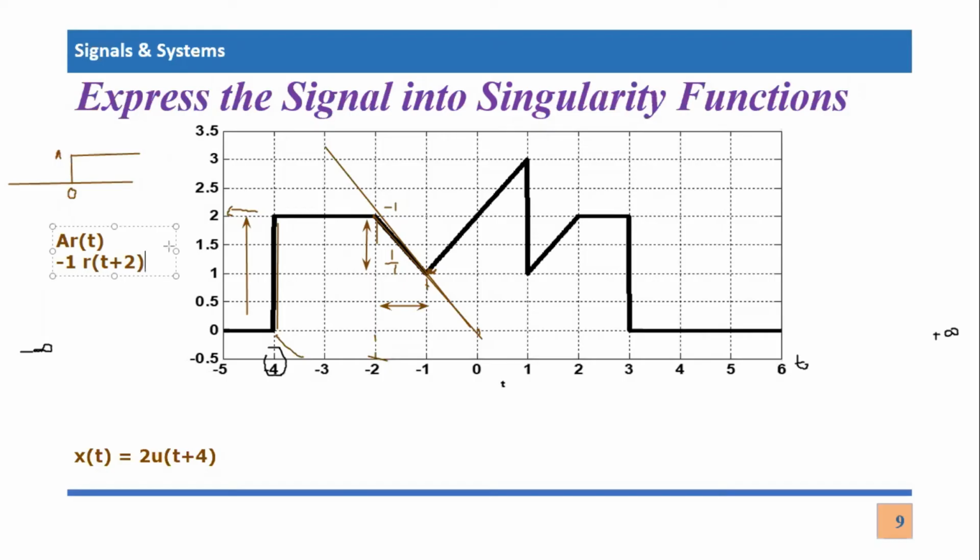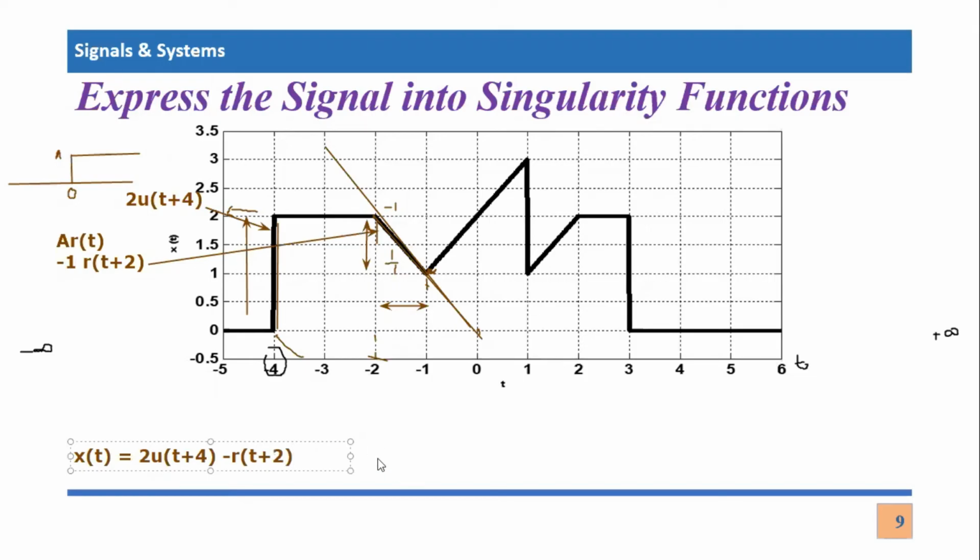So this is going to be the definition of this behavior. Let me point out that this ramp indicates this one, and the part we already discussed earlier was the step signal 2u of t plus 4, which indicates that behavior. Now let's talk about the next part. Let me also write this behavior in the main equation: minus r of t plus 2.